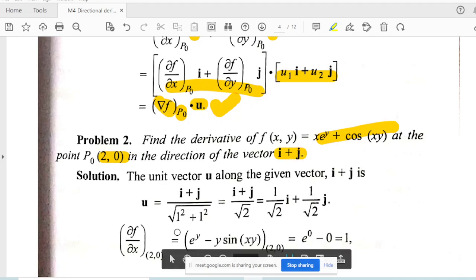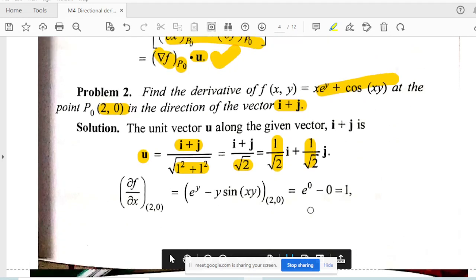So firstly, this is a vector. We need a unit vector. To get a unit vector, we put unit vector u cap equal to i cap plus j cap divided by the magnitude of i cap plus j cap, that is root of 1 square plus 1 square. So i cap plus j cap by root 2, this is 1 by root 2 i cap plus 1 by root 2 j cap. Now we need to find the directional derivative, right?